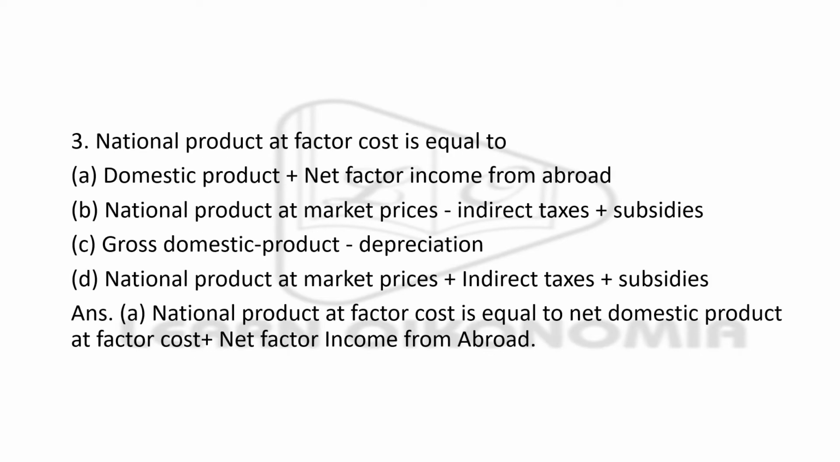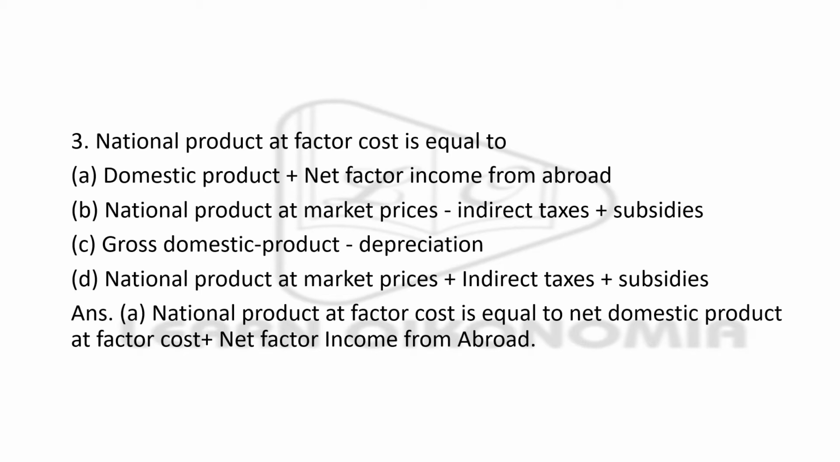Next, a related question: national product at factor cost is equal to dash. Since I have given an explanation regarding the same type of question in the previous question itself, I am not going into the details of the answer right now, because we have already discussed that. First of all, we are going to see the options. Option A is domestic product plus net factor income from abroad. Option B is national product at market prices minus indirect taxes plus subsidies. Then you have gross domestic product minus depreciation. Then you have national product at market price plus indirect taxes plus subsidies.